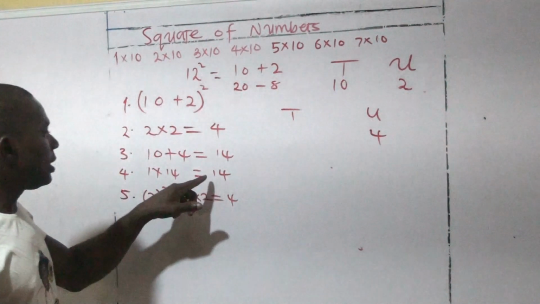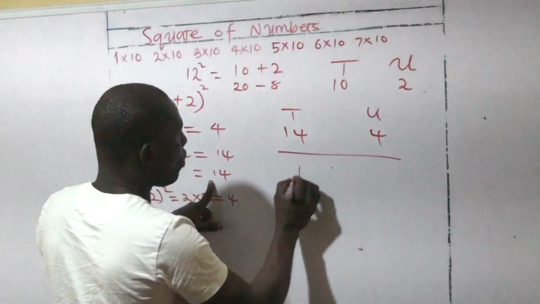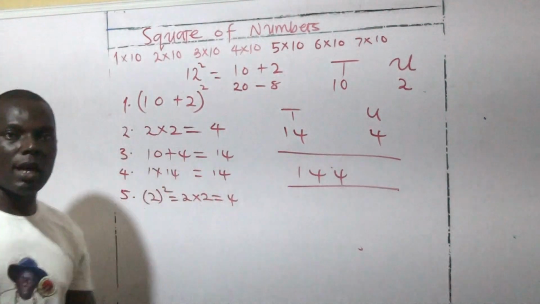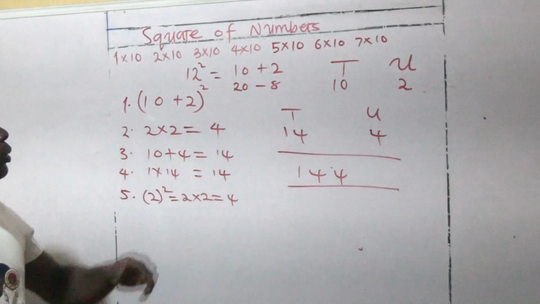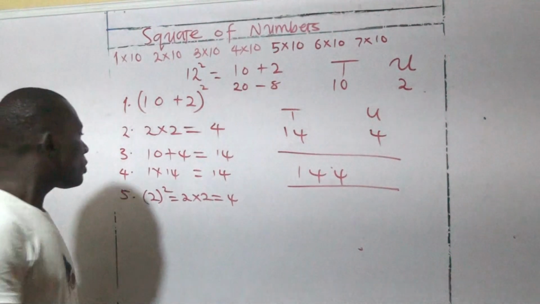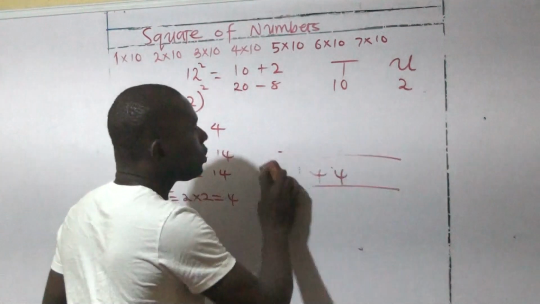The result on the tens digit is 14. So altogether it will be 144. That becomes our answer. Okay? That is the result, 144. Alright.